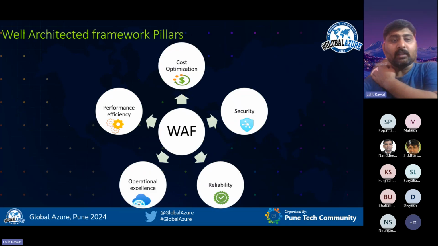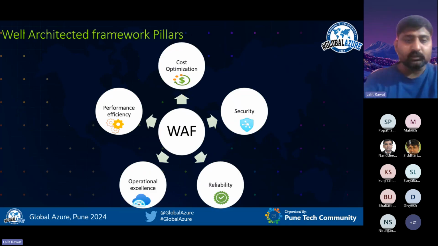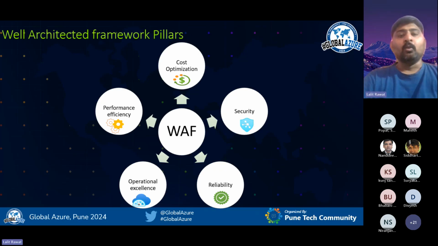So the second one is the Well-Architected Framework pillars. There are 5 pillars. The first is cost optimization, security, reliability, operational excellence, and then performance efficiency. Right? What is cost optimization? You've got some environment on premises, and you have to migrate it, as in greenfield or brownfield.